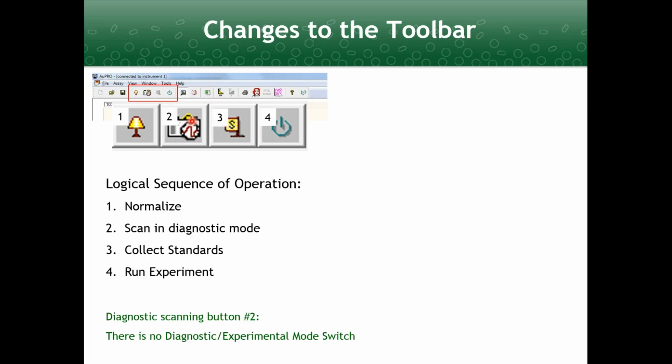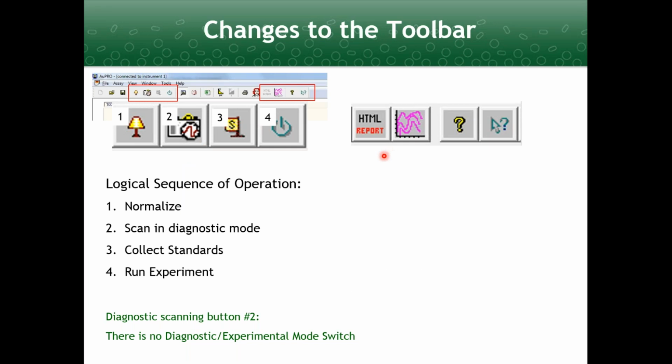We have also tried to place buttons in the logical sequence in which operations are supposed to follow in the majority of cases, namely: normalize the instrument, scan in the diagnostic mode to ensure that there are no air bubbles or contaminations, collect standards, and run the experiment. You will also see new buttons that are associated with some new or modified capabilities of the software.